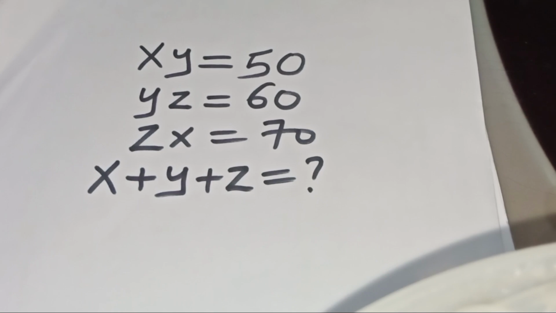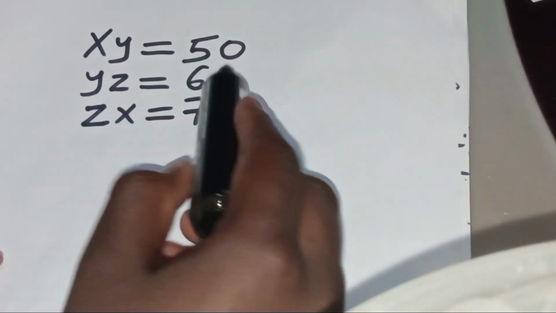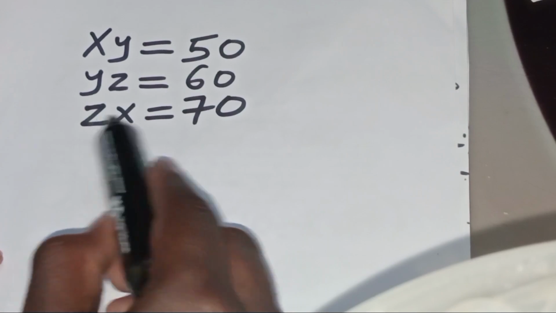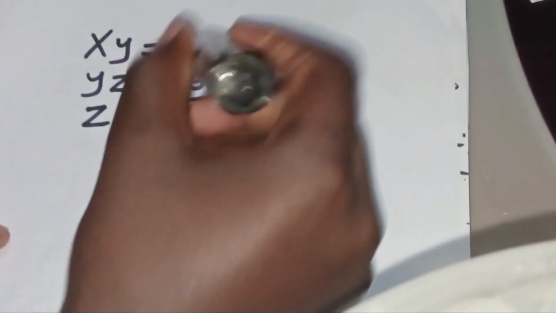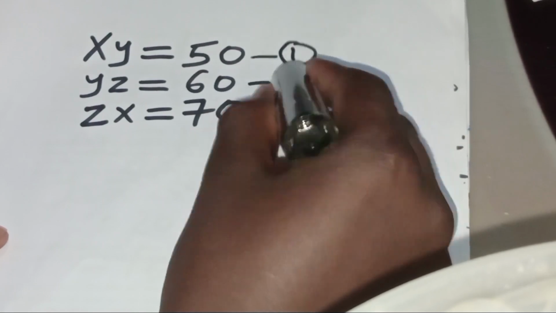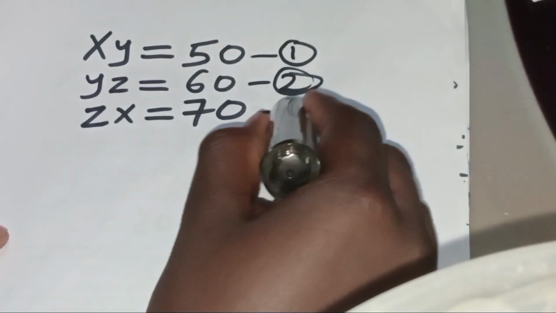Welcome to this nice algebra problem, which is xy = 50, yz = 60, zx = 70. The question is, what is the value of x + y + z? We can call xy = 50 equation 1, yz = 60 equation 2, and zx = 70 equation 3.